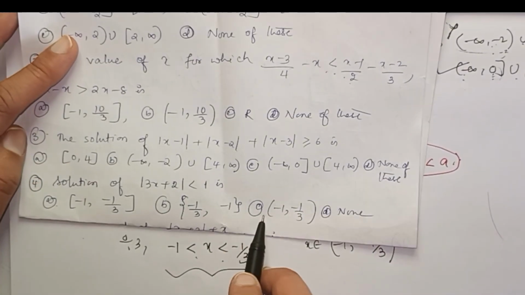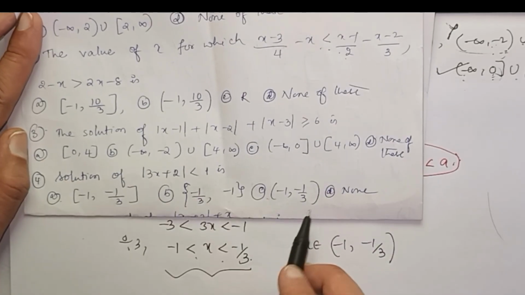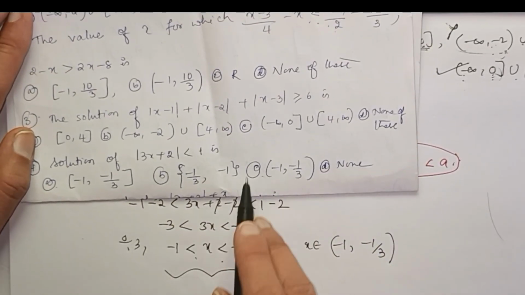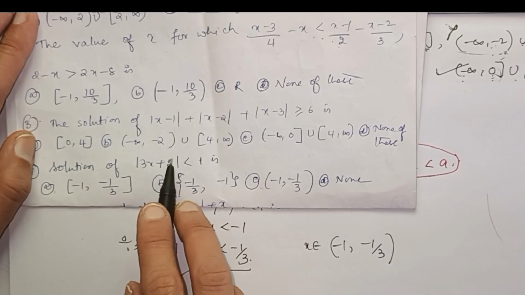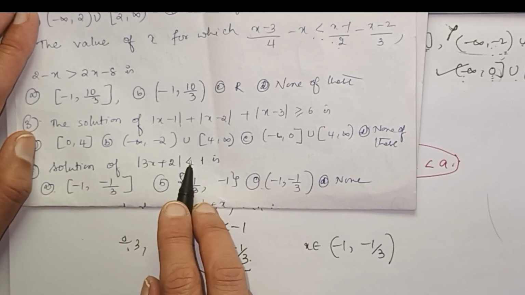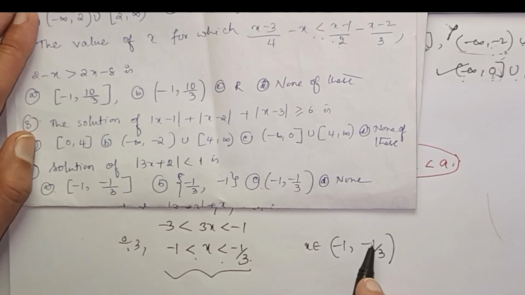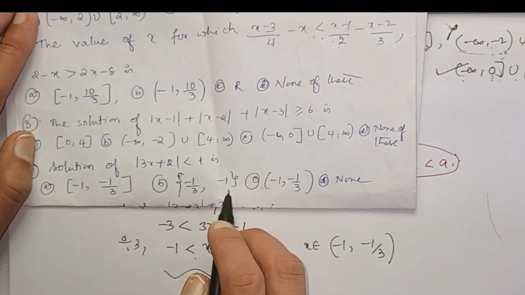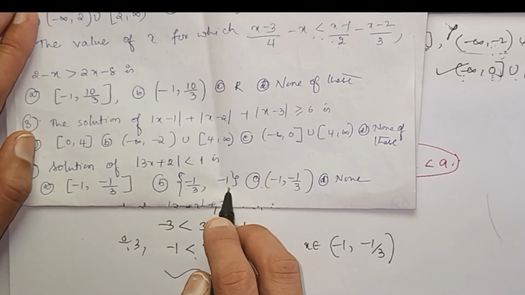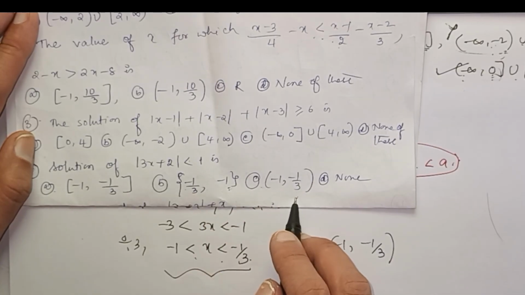See here, this third option, minus 1 comma minus 1 by 3, should be in interval form. The solution of any inequality involving the modulus function is always a set of real numbers. So we want all possible solutions. This is a set containing minus 1 by 3 and minus 1. It has only two possible solutions, but the interval contains all possible solutions.